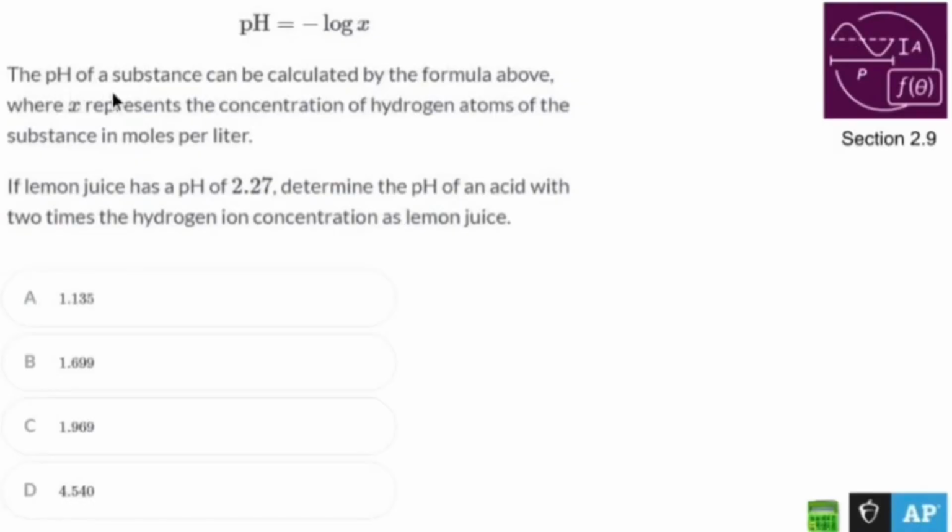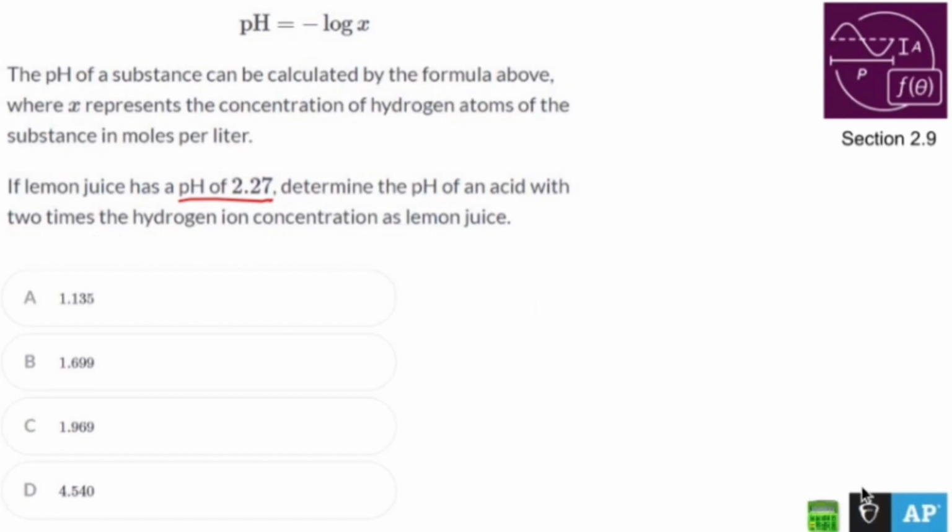The pH of a substance can be calculated by the formula above. pH equals negative log base 10 of x, where x represents the concentration of hydrogen atoms of the substance in moles per liter. If lemon juice has a pH of 2.27, determine the pH of an acid with 2 times the hydrogen ion concentration as lemon juice.